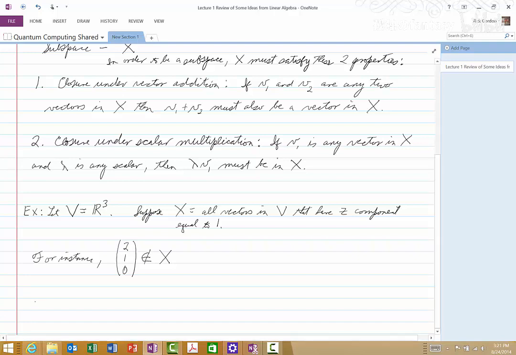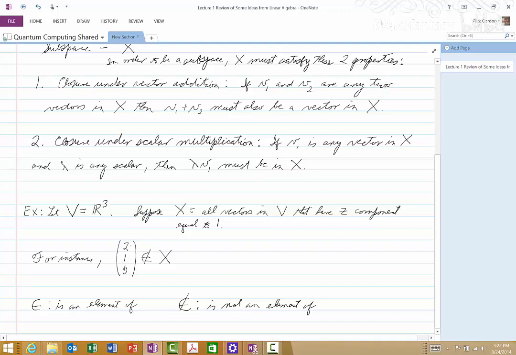Now, if you're not familiar with this notation I've just used, it's very simple. Let me explain it. This symbol right here means "is an element of." And when you use the same symbol but put a line through it, that means "is not an element of."